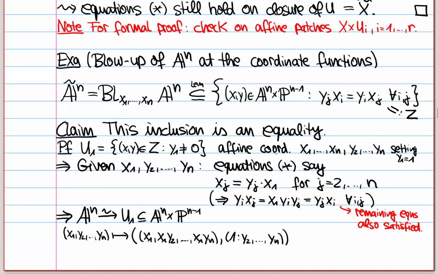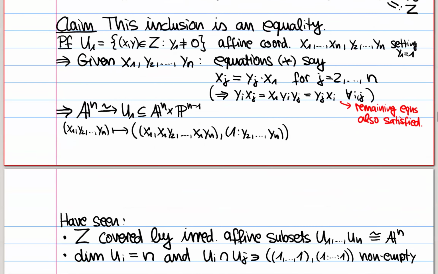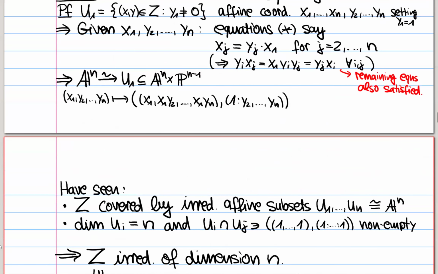The claim is then, or what we just showed here, is that this is an injective and surjective map. So we have complete control over what this u1 is. We see this patch of z is just isomorphic to A^n. And this works in a similar way for all the other patches. And so this shows that this variety z is covered by these patches u1 up to un, which are all isomorphic to A^n. And we see that all of these are irreducible varieties of dimension n.